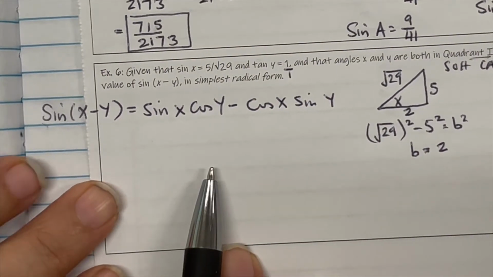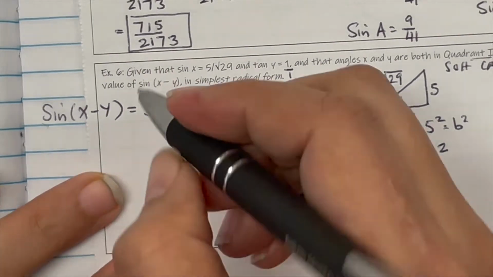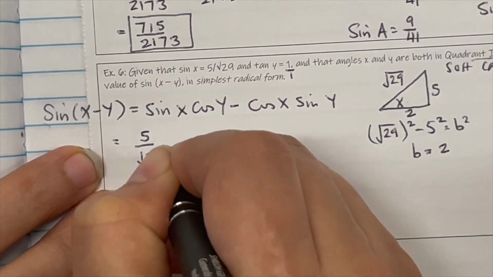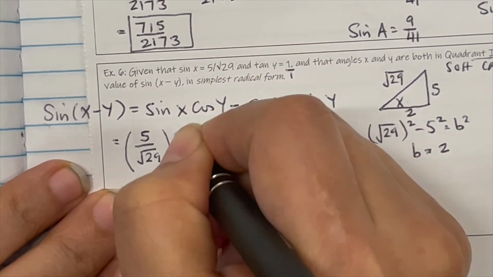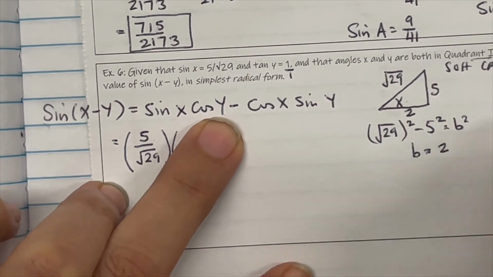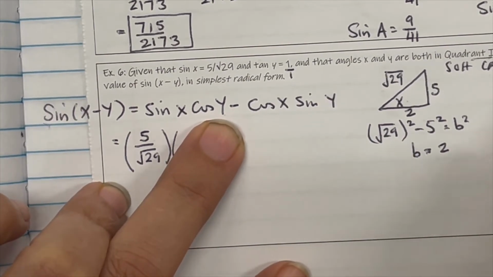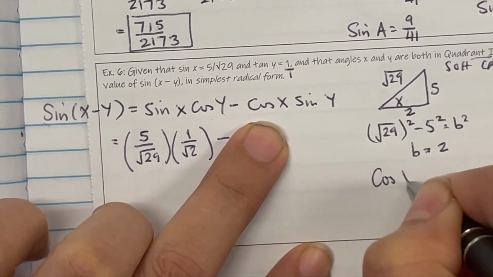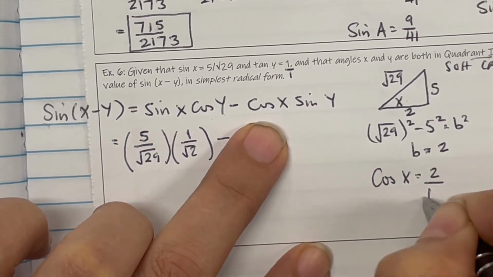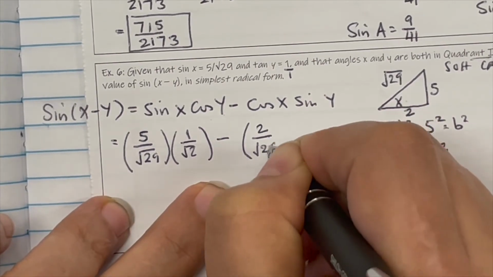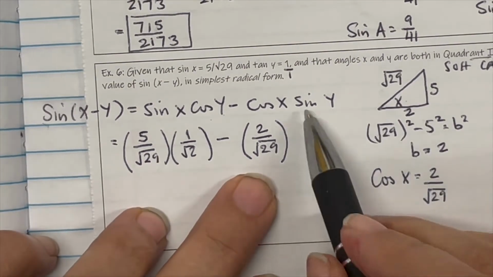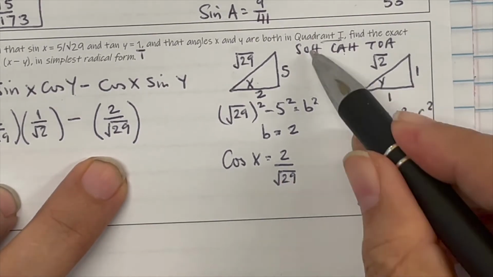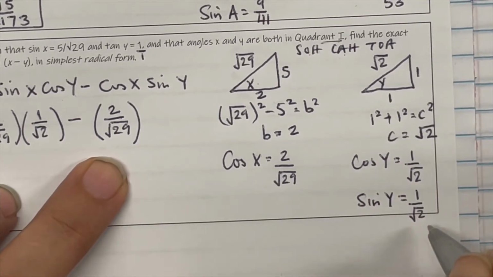Now we're going to put in what those are. So to find that out, we need to find what sine x is, what cosine x is, what sine y is, what cosine y is. We're given sine x, so that's 5 over radical 29. We need cosine y, so I'm going to find cosine y. Cosine y would be A over H, which is 1 over radical 2. Cosine x will be Soh Cah Toa, which is A, which is 2, and H, which is radical 29. And then sine y would be O over H, that's 1 over radical 2, which is H. This is a listening check, color in sine y.